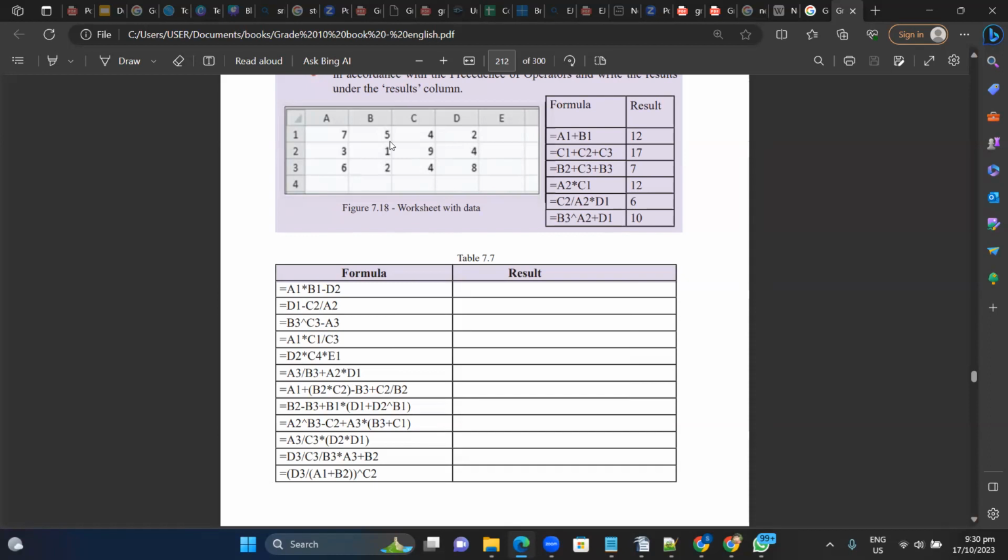4 into 4 is 16. 16 into 4 is 64. 64 into 4 is 256. 256 into 4 is 1024. 1024 plus D1 is 1026, into B1. 1026 into B1.